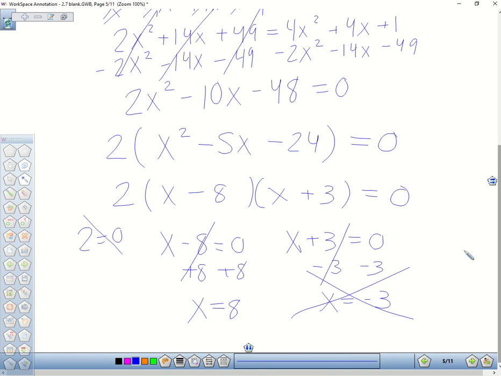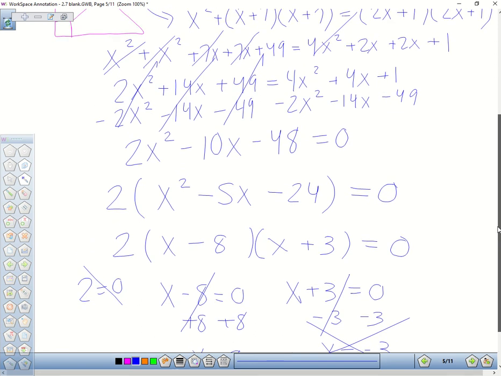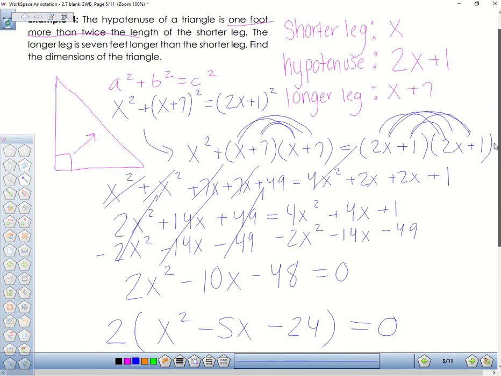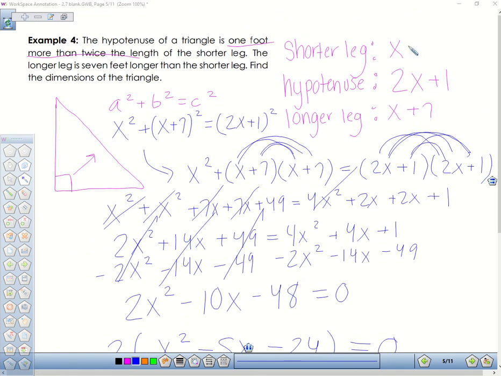So if we move up to the top here, we found x to be 8, and they want to know all of the dimensions of the triangle. So I need to plug in 8 for all of the other dimensions as well. Yeah, so this becomes 17, and this becomes 15. I just plugged in 8 for x.